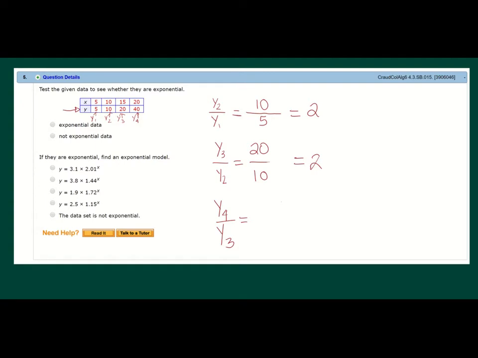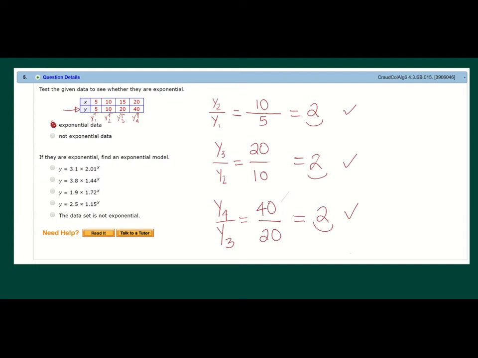So right now it looks like these two match up and we have a common ratio, but you have to test every single pair in the table. So then y4 here, let's look at this, is a value of 40. y3 has a value of 20. 40 divided by 20 is 2, and look at that. There is a common ratio between all of the y values. Therefore, this is an exponential data set.